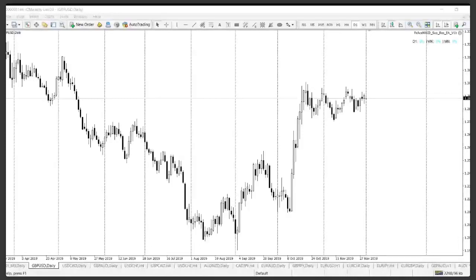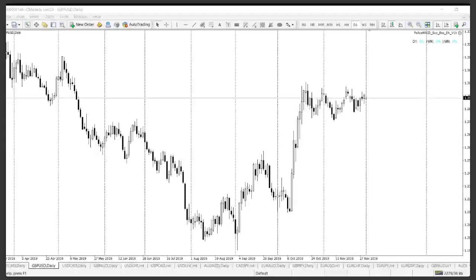your MQL4 folder when you've opened the data folder. Go to Experts for the EA, right click and paste in there. For your indicators, you go to Indicators, right click and paste in there. Okay, so was that self-explanatory? Just let me know if that's okay. Yeah, all good. Okay.